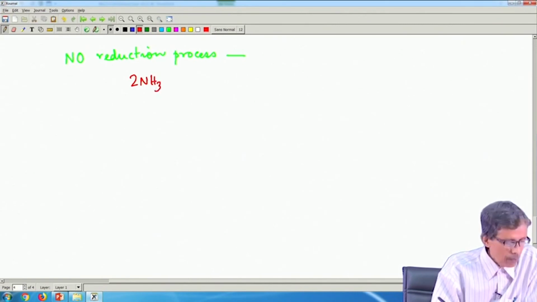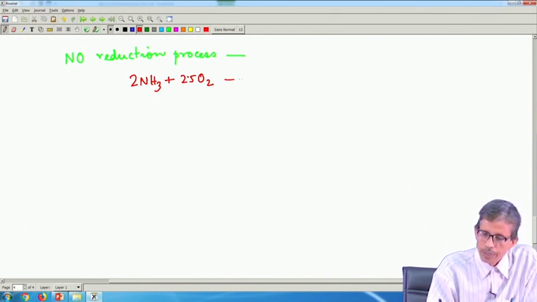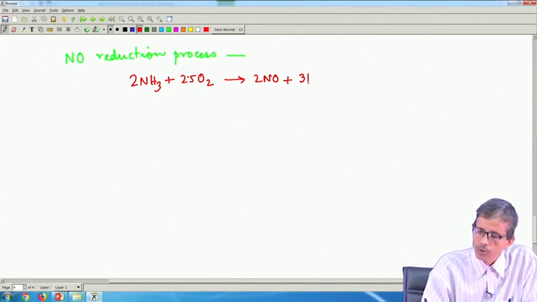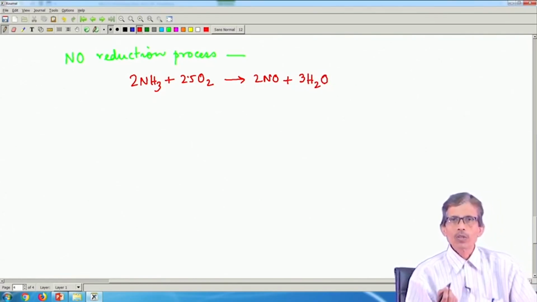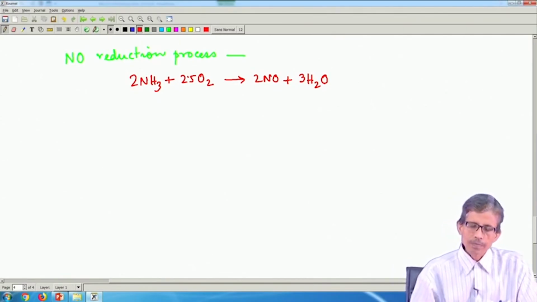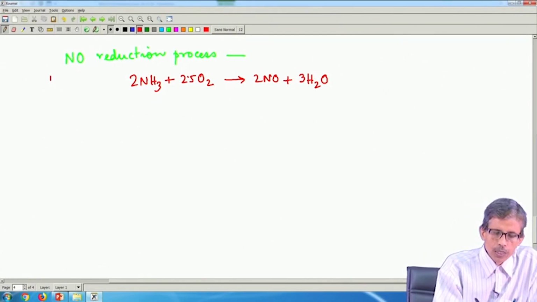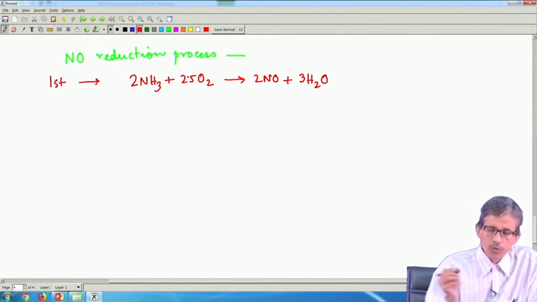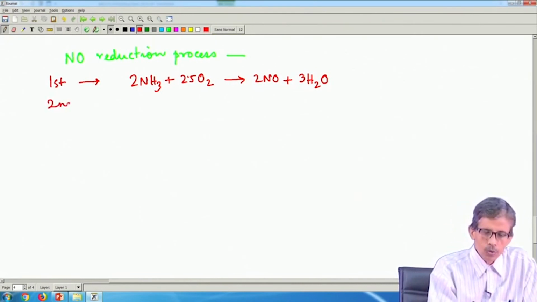In the first step, ammonia again can be oxidized by 2.5 O2, giving 2 NO. These reactions are mostly balanced. Whenever you try to write any reaction, you try to balance it so that you have the idea in your mind of the atom balance, the atom economy. That means whatever side product is forming, you see that only water is forming. So, this is your first step of the reaction.